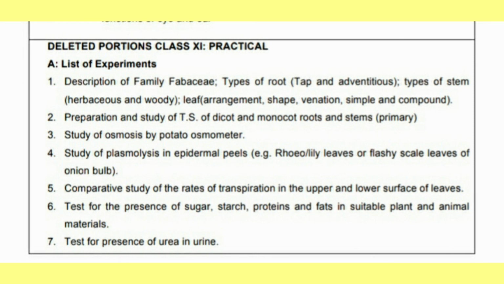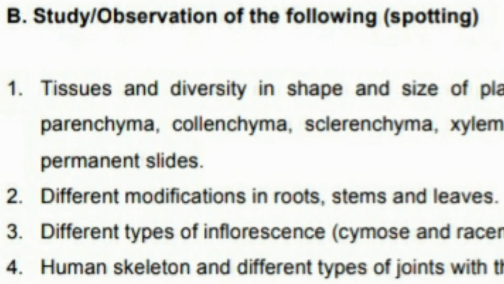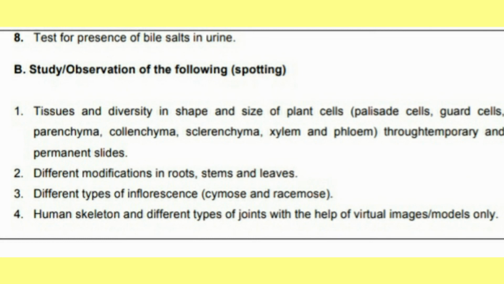And spotting, from the spotting you see tissues and diversity in shapes and size of plant. So these permanent slides, these are deleted. There is parenchyma, collenchyma, sclerenchyma, xylem, phloem, palisade cell, guard cell. These are okay, temporary and permanent slide. We can study from both type of slide. This is deleted. Different modifications of root, stem and leaves, these are deleted. And different type of inflorescence, cymose and racemose, this is deleted.